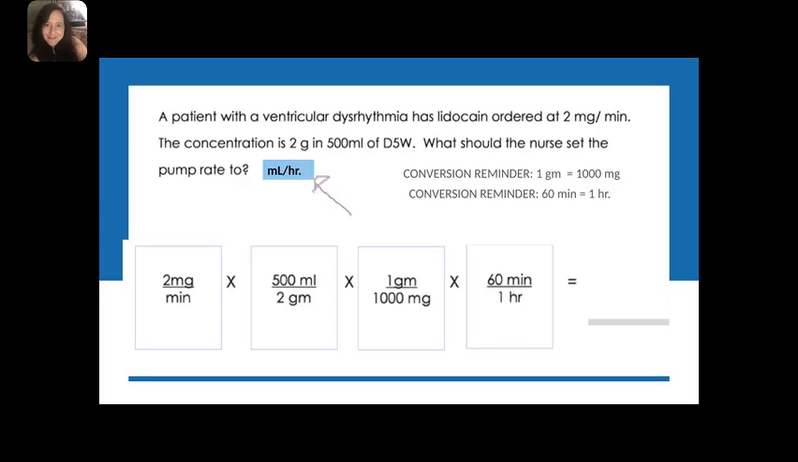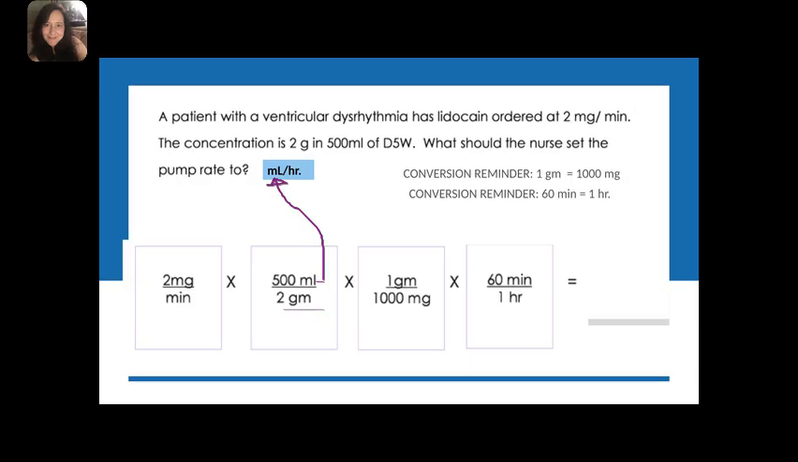The next part of this problem is the concentration is 2 grams in 500 mils. Unlike the last two problems, this becomes important once again because my prescription requires some kind of concentration. So that kind of gears me into that this is important. So I'm going to put the 2 grams in the denominator, and I'm going to put the mils, 500, in the numerator. And the reason for that is I'm working towards this mils per hour.